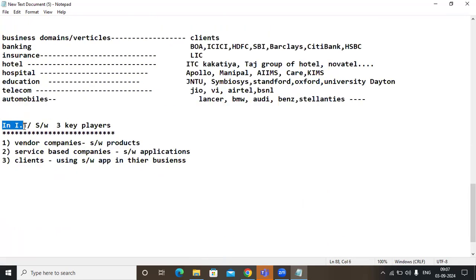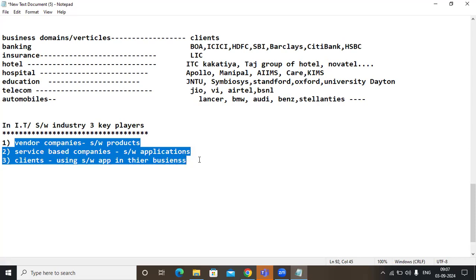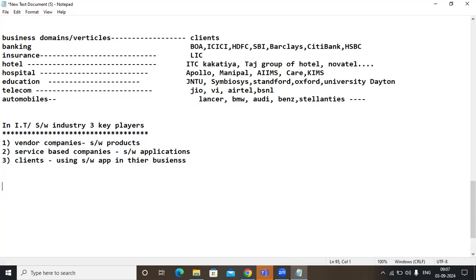So in the total IT industry, in the software industry, how many persons are there? Three: vendor companies, service-based companies, and clients. Vendor companies develop their own software products. Using those products, service-based companies develop software applications as per the requirement of the clients, and clients use software applications in their business. So this is the relation between all the three. Clear? Good.